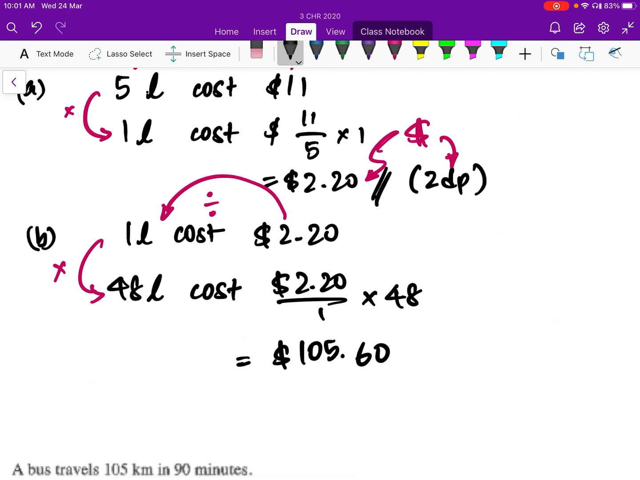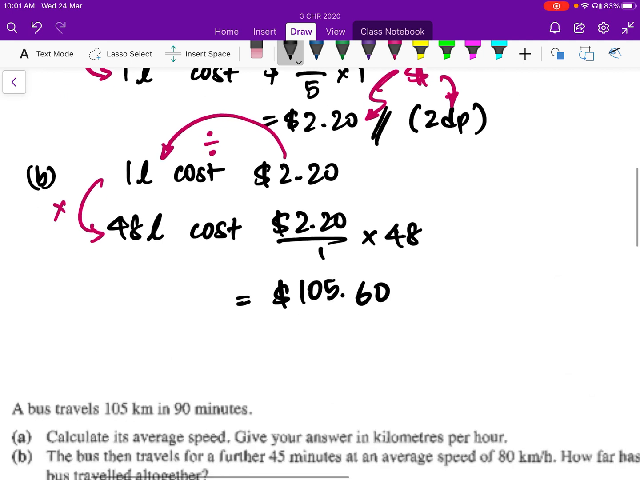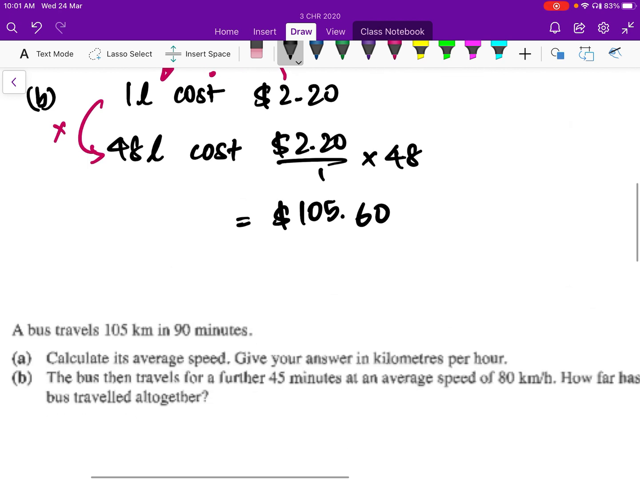You drive for 1 week, you need to pump petrol. How much are you going to spend? This amount lah. Expensive, huh? That's why I cycle.